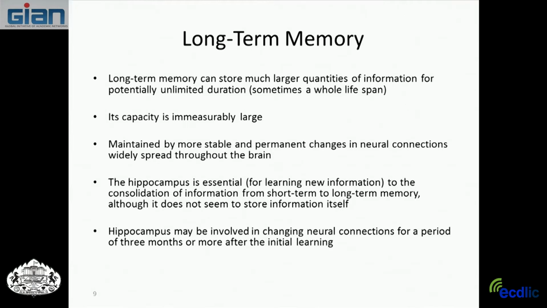So the hippocampus may be involved in changing neural connections for a period of 3 months or more after the initial learning took place. What this means basically is that it may take a period of even 3 months to really ingrain something into the long-term memory system of the brain.